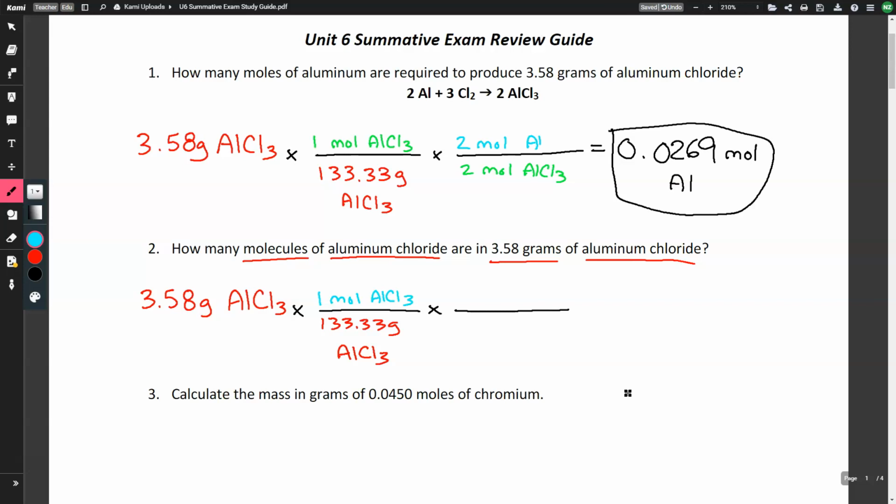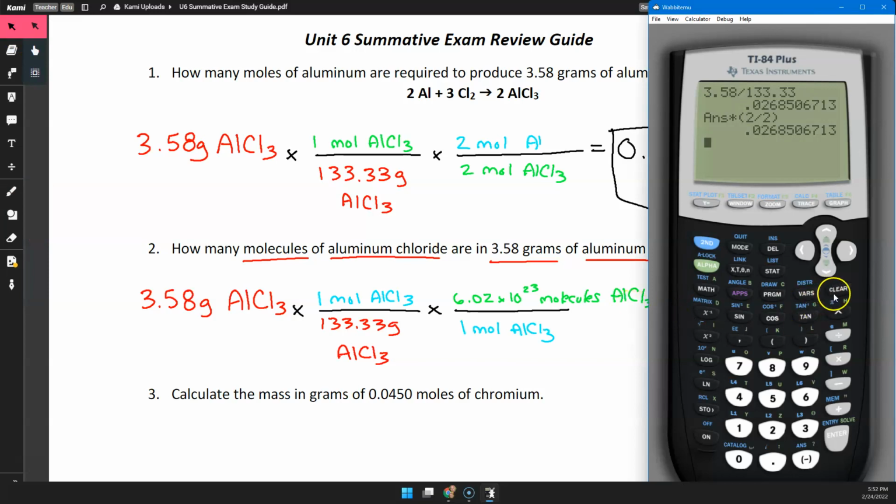And then, to go to molecules, for every 1 mole of aluminum chloride, we're going to use Avogadro's number, 6.02 times 10 to the 23rd molecules of aluminum chloride. This is going to be a good example to practice on our calculator. So let's go ahead and clear that out. We start with the given, 3.58. The 133.33 is in the denominator, so we're going to divide by 133.33. I'm going to hit enter.